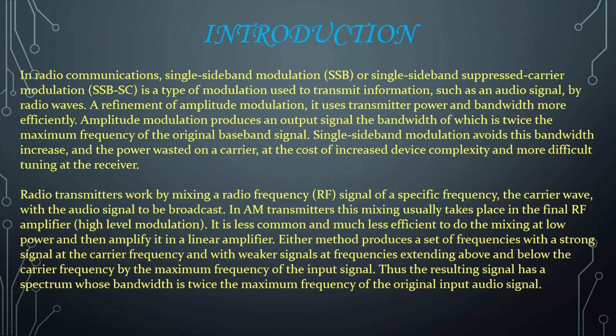a linear amplifier. Either method produces a set of frequencies with a strong signal at the carrier frequency and with weaker signals at frequencies extending above and below the carrier frequency by the maximum frequency of the input signal. Thus, the resulting signal has a spectrum whose bandwidth is twice the maximum frequency of the original input audio signal.